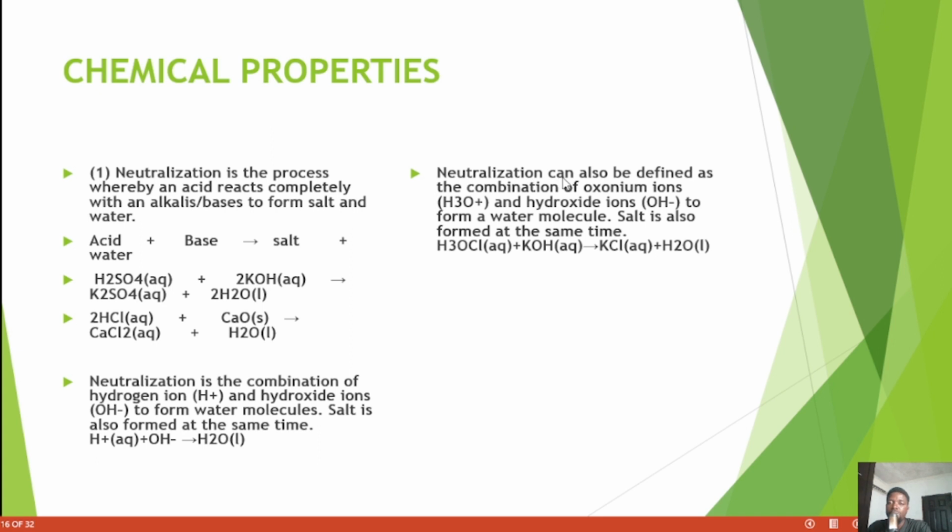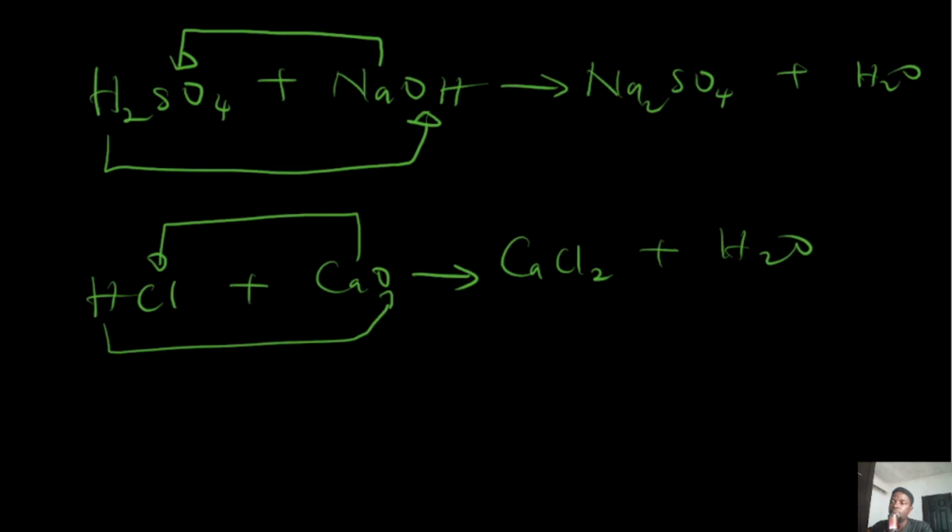Neutralization can also be defined as the combination of oxonium ions, that is your hydroxonium ions, and hydroxide ions to form water molecules. In this reaction, salt is also formed. What we basically mean is, this is neutralization because an acid is reacting with a base to form salt and water. On the other hand, the most important part of an acid is the hydrogen ion, and the most important part of a base is the hydroxyl ion, which means that when the two of them combine, it is still neutralization to form water.